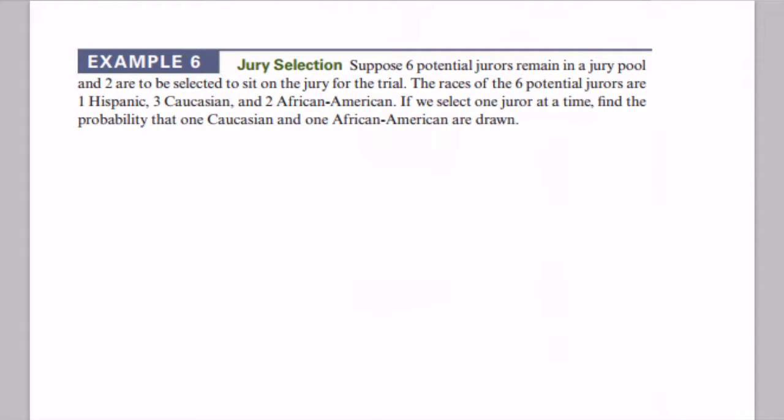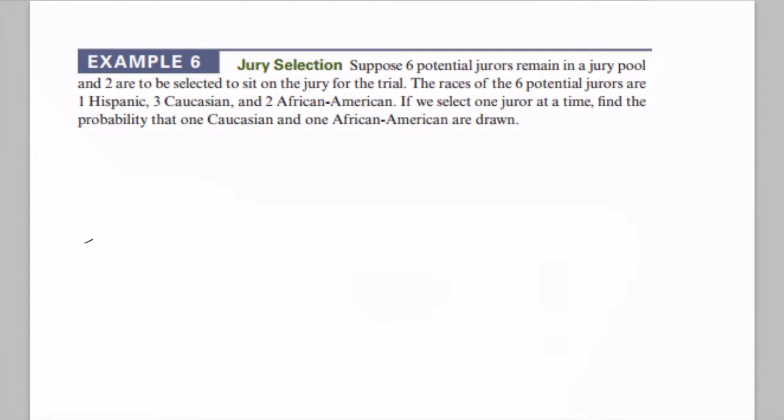Jury selection. Suppose 6 potential jurors remain in a jury pool, and 2 are to be selected to sit on the jury for the trial. The races of the 6 potential jurors are 1 Hispanic, 3 Caucasian, and 2 African American. If we select 1 juror at a time, find the probability that 1 Caucasian and 1 African American are drawn.